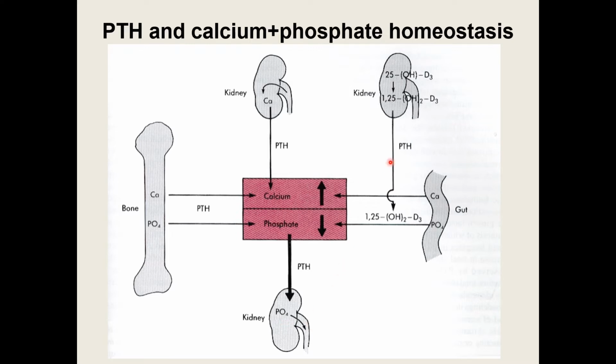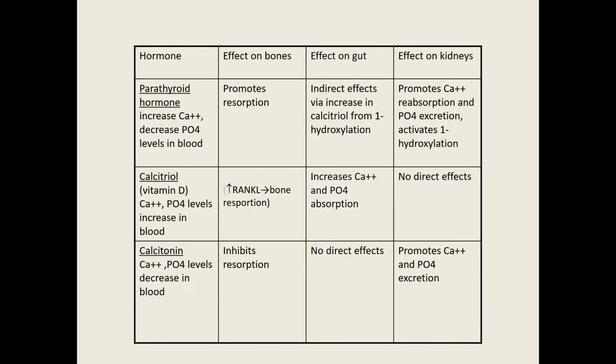Similarly, parathyroid hormone also increases the hydroxylation process, leading to an increase in calcitriol action. So calcitriol acts on the gut, leading to increased calcium and phosphate absorption from the gut. Now we can summarize in a tabular form. So parathyroid hormone increases the calcium but decreases the phosphate levels in the blood.